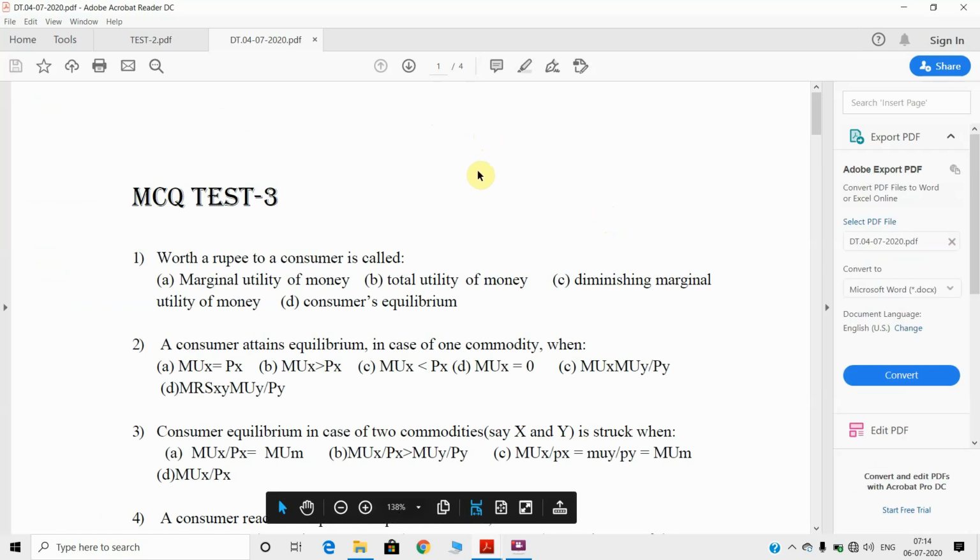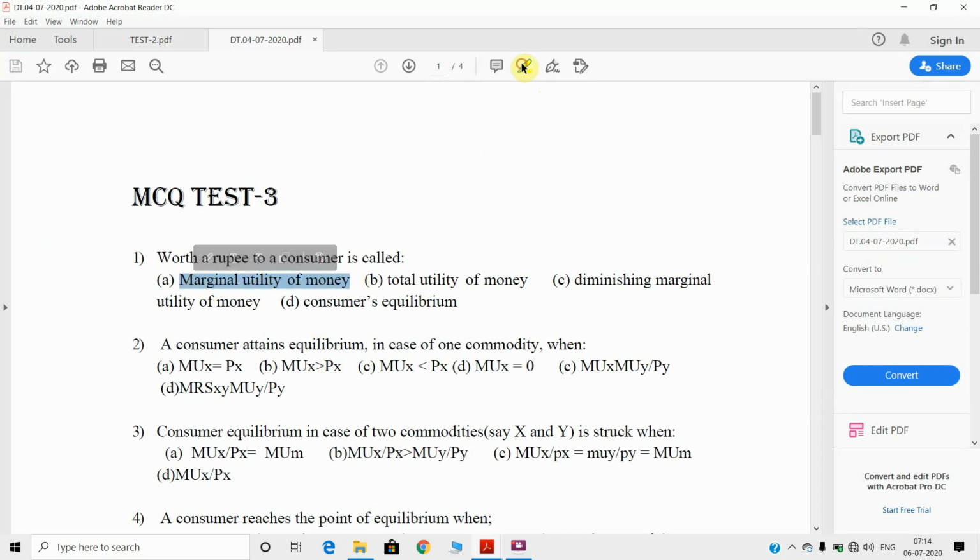So the first question: the worth of a rupee to a consumer is called, it is very easy, the marginal utility of money. That is the marginal utility of money.